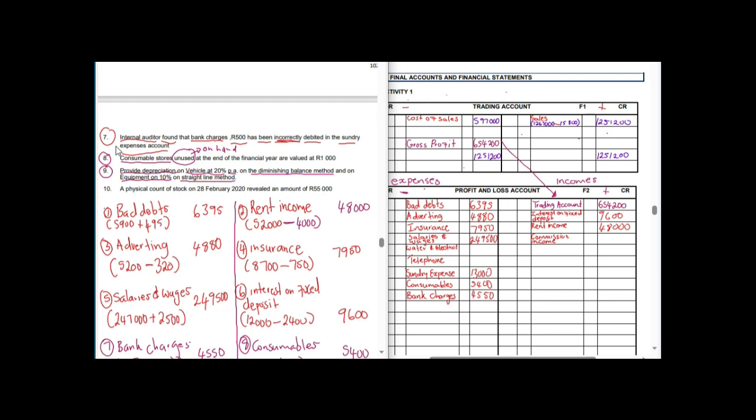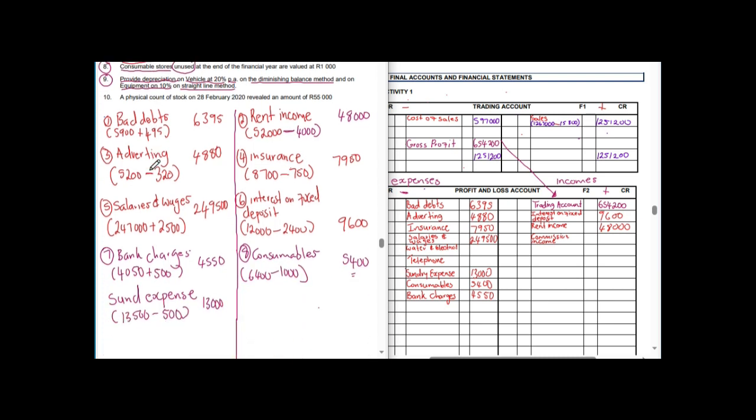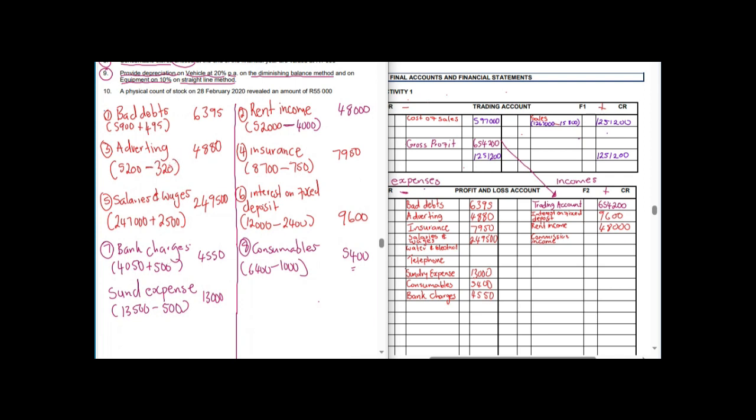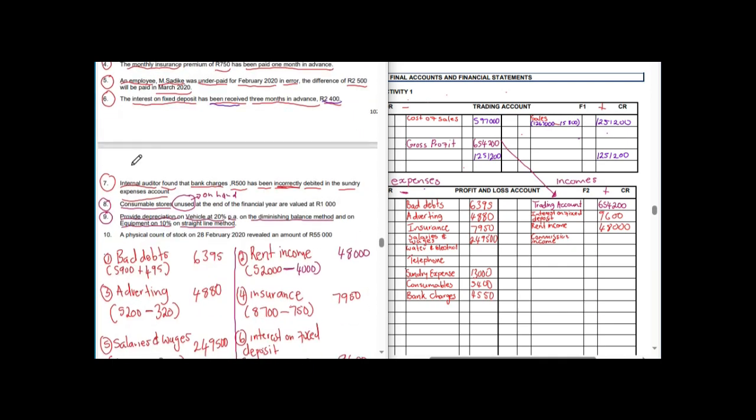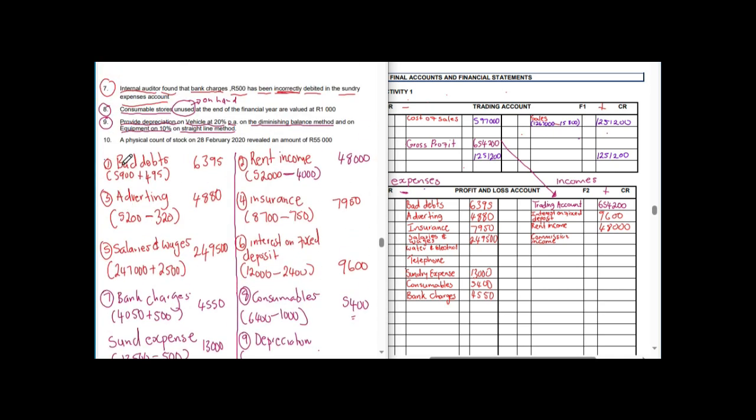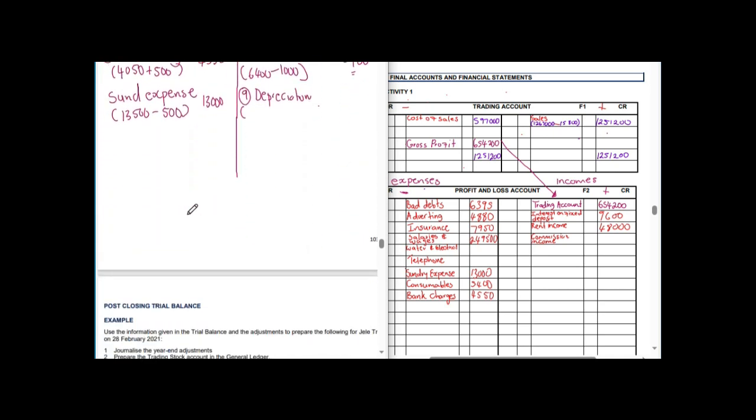So guys, we have been doing depreciations, and we know how to calculate depreciations. And then guys, let's write here transaction number 9. It's going to be depreciation. And then we can go to our pre-adjustment trial balance. They did not give us depreciation, meaning we need to calculate depreciation. So guys, let's calculate depreciation.